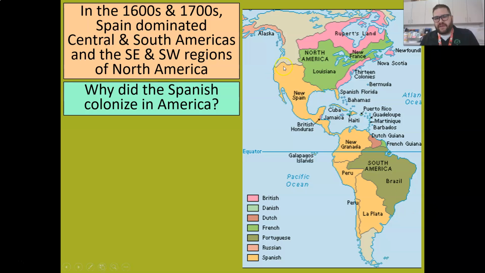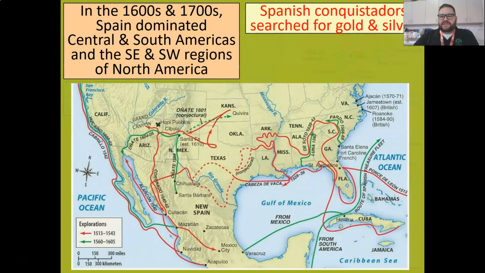Spain basically began their conquest and took over all of this area and even down into South America. So again, why did the Spanish colonize in America? Well, if we remember back, there were the 3 G's: gold, God, and glory. So we can see here on this exploration map, the explorations when they were looking primarily for precious metals and conquest. So the Spanish conquistadors searched for gold and silver.